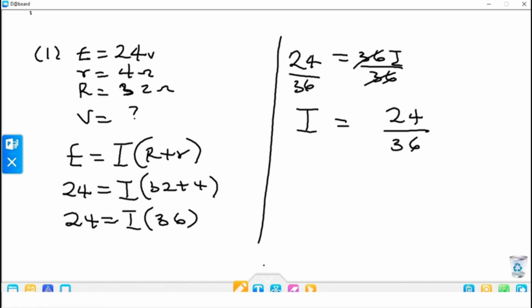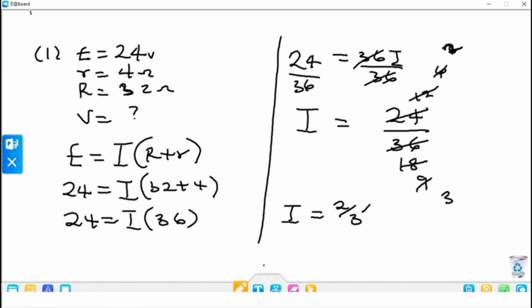Now we can reduce this to its lowest term. 2 here will give us 12, 2 here will give us 18, 2 here is 6, 2 here is 9. 3 here will give us 2, and 3 here will give us 3. So our I now will be equal to 2 all over 3 ampere. Now we've obtained our I.